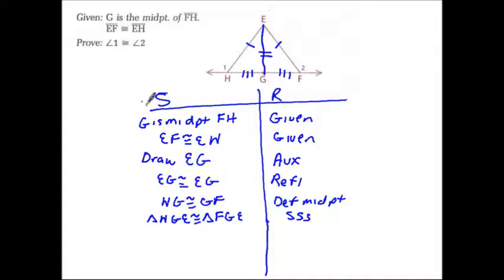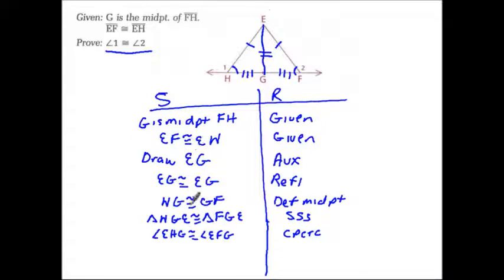Now, somehow I have to work in angle 1 and angle 2, which aren't even parts of our triangles. What I do notice about 1 and 2 is that they're next to angles in our triangles. They're supplementary. So for my CPCTC, I'm going to say that angle EHG is congruent to angle EFG, CPCTC. These two angles here are congruent.